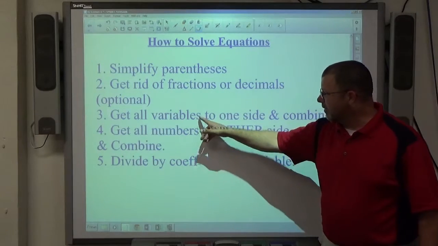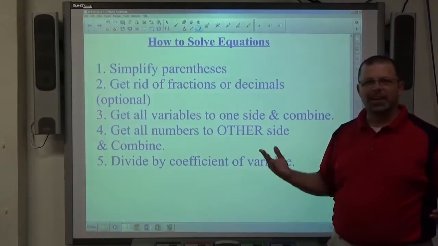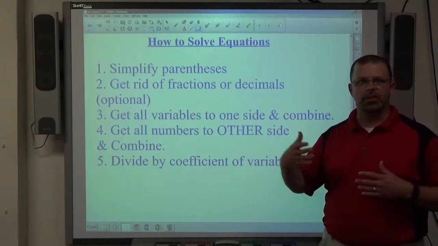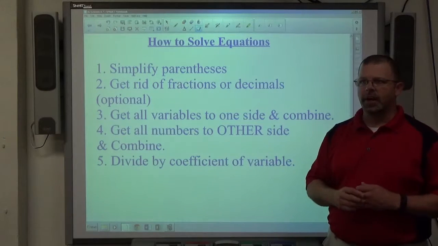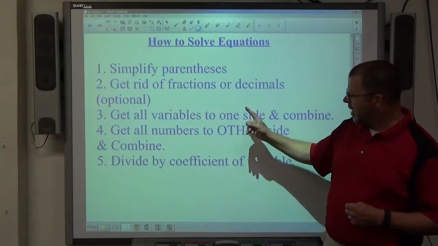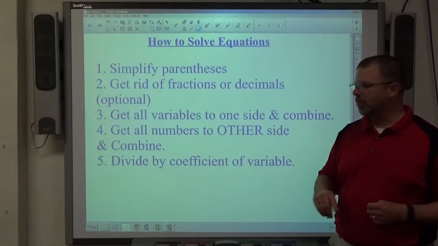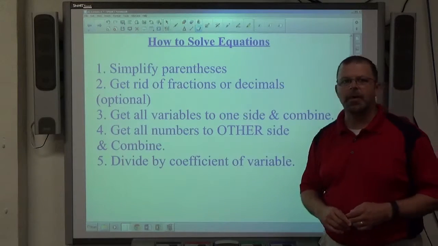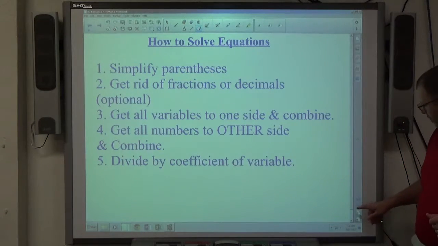Steps 3 and 4, getting variables to one side and numbers to the other side, can be done at the same time. Just make a decision, variable side, number side, and then just move things, and if you have to move them, change signs when they go across the equal sign. And finally, the number in front of the variable is called the coefficient. We're going to divide by that to get the final solution.